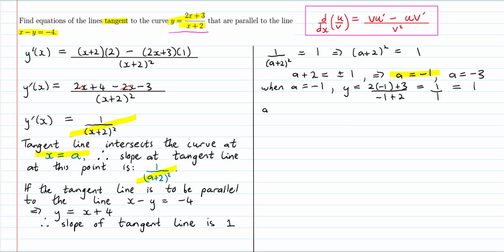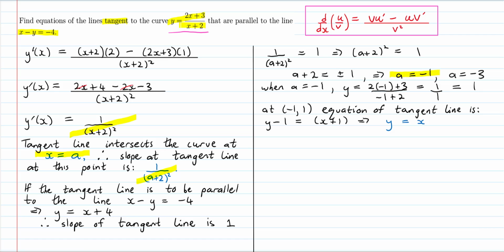So at the point (negative 1, 1), the equation of the tangent line is y minus 1 is equal to our gradient, which is just 1, times x minus minus 1, which is just x plus 1. Therefore the equation of the tangent line is y equals x plus 2. Now we'll look at when a is equal to negative 3.